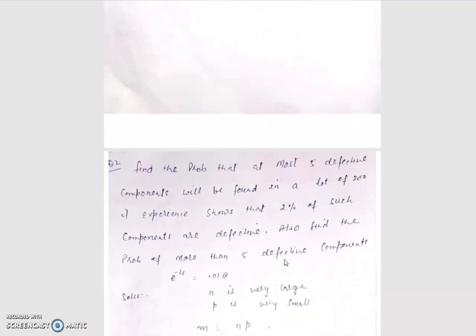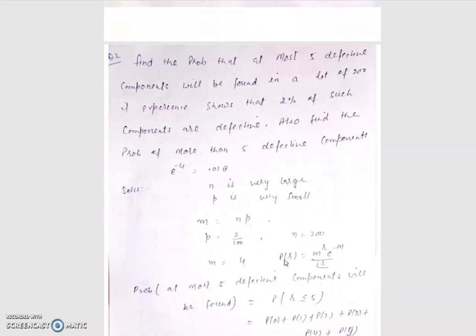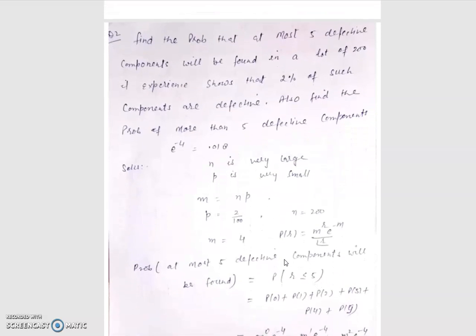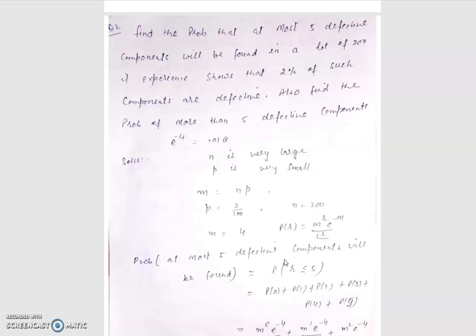Now this is the second example based on Poisson distribution. Before it, I have solved one example, and this is the second example. Find the probability that at most 5 defective components will be found in a lot of 200 if experience shows that 2% of such components are defective. Also find the probability of more than 5 defective components. Given in your question: e^(-4) = 0.018.